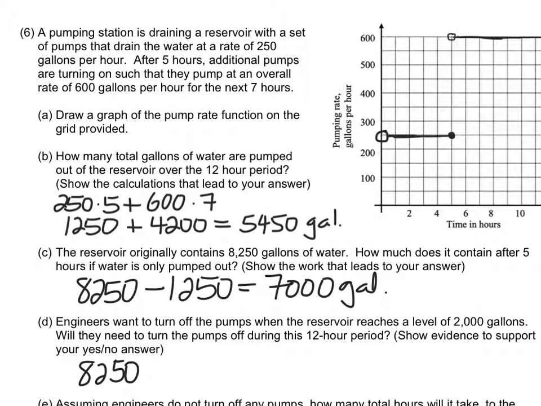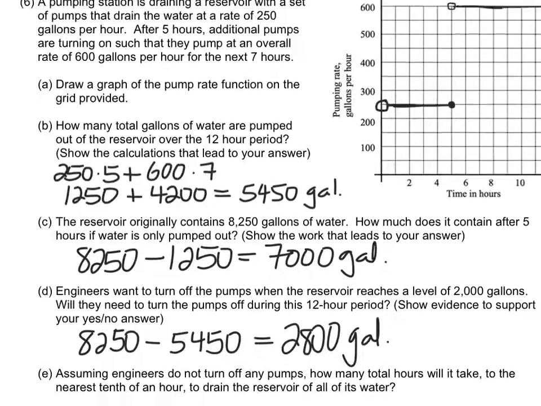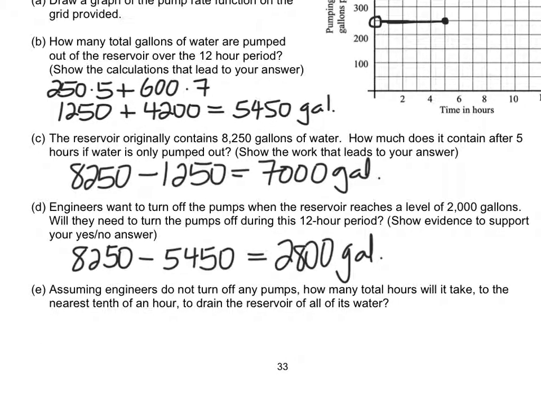8,250. We know that we're going to lose 5,450 over that period of time. So if we subtract and we get something less than or equal to 2,000, then we could say that they would need to shut it off. But it doesn't look like that's the case, right? 2,800. 2,800 even.